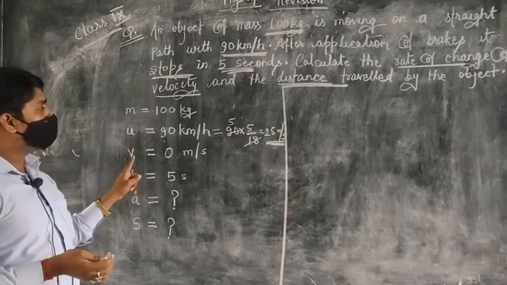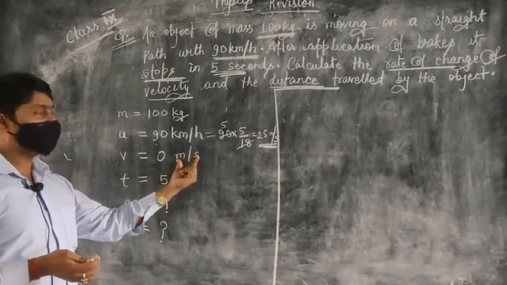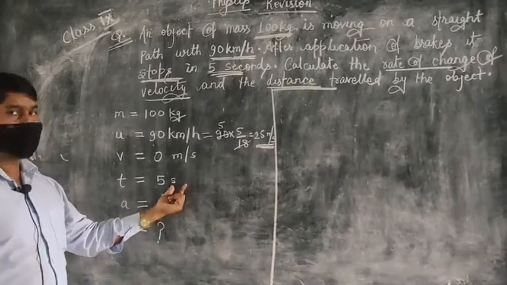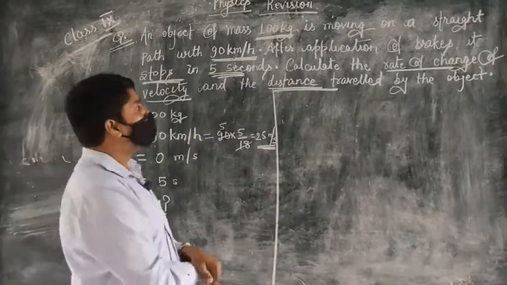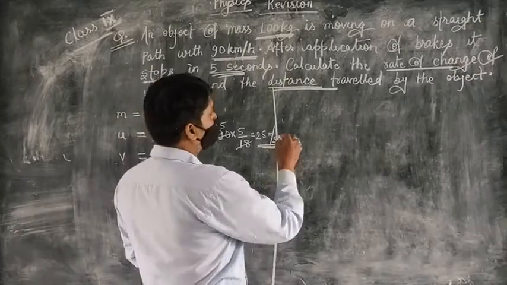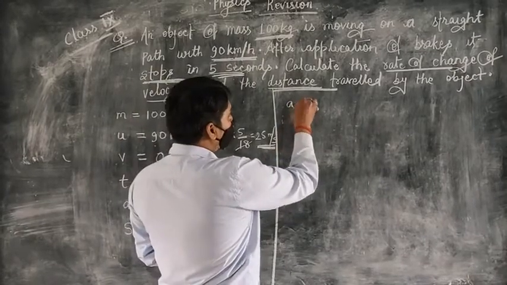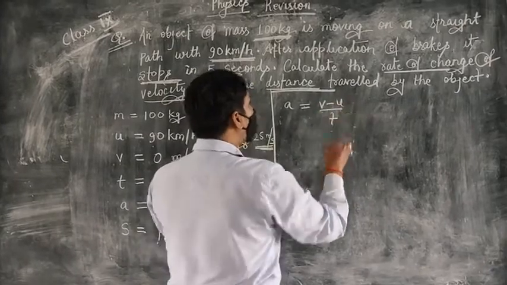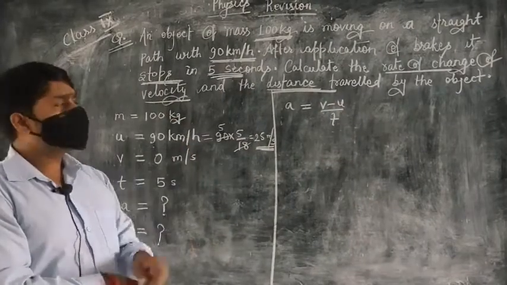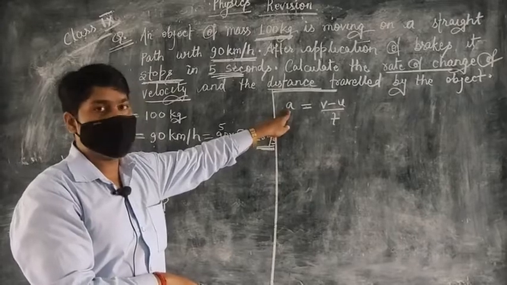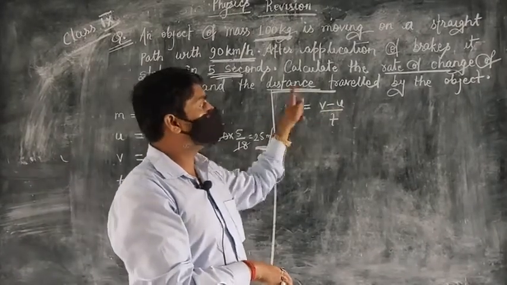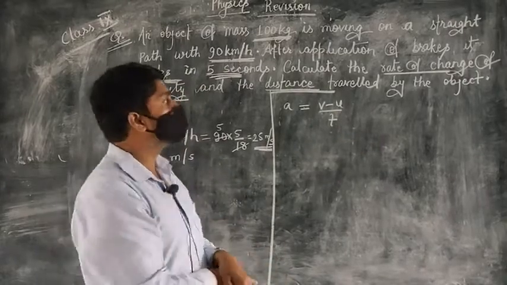Final velocity is also given in meter per second, that is in standard form. Time is given in second, that is in SI unit. And we have to find out the acceleration. The acceleration has the formula v minus u by t. Rate of change of velocity stands for acceleration, and acceleration is given by this formula v minus u by t.